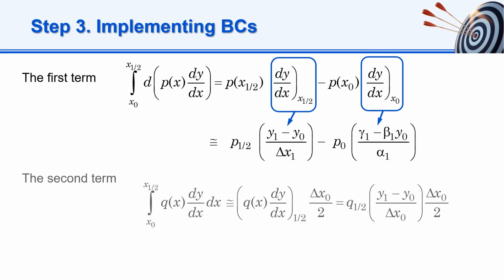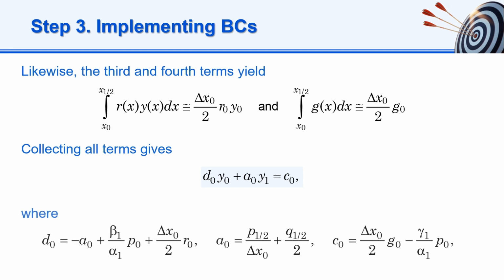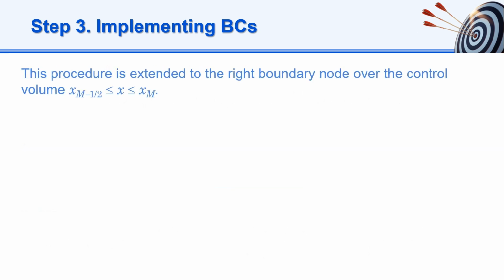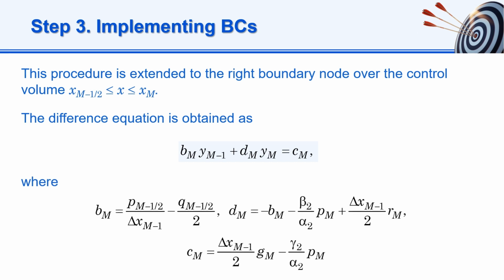In the second term also, the derivative is replaced by the central difference approximation. Likewise, by approximating the integrals, the third and fourth terms yield the following. Collecting all four terms gives the following difference equation, where the coefficients denote the following. This procedure is extended to the right boundary node over the control volume from x_{m-1/2} to x_m. The difference equation is obtained as follows, where the coefficients bm, dm, and cm denote the following.